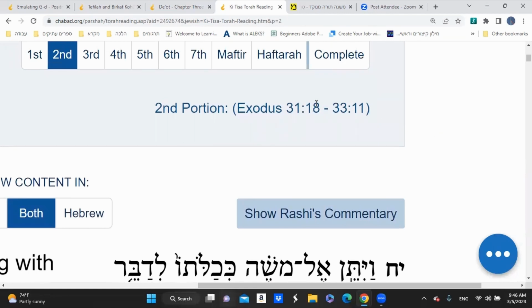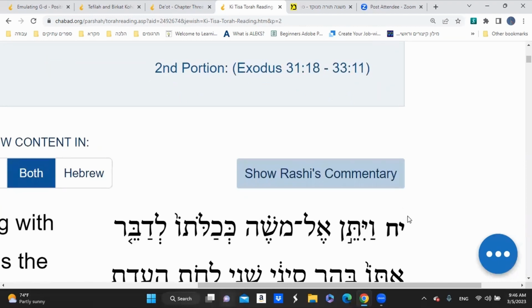When I said the names of the numbers of the verses, I didn't realize. So 18 is the last verse of that chapter. So this is Exodus chapter 31, verse 18 through chapter 32, verse 2.